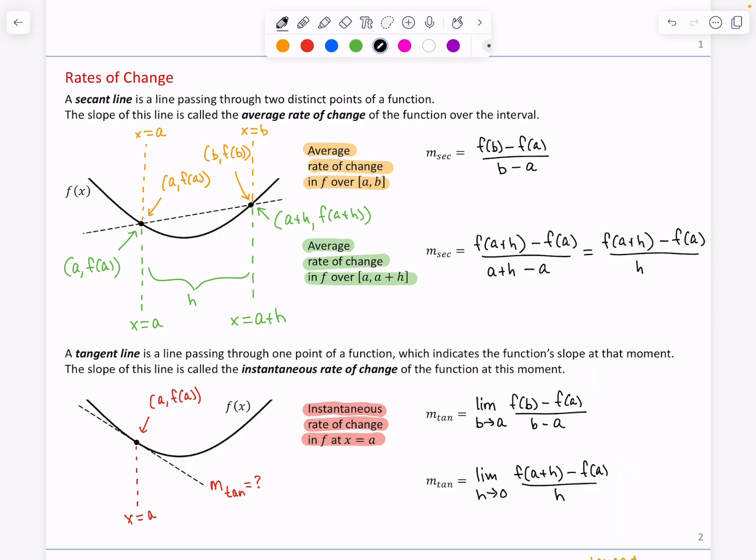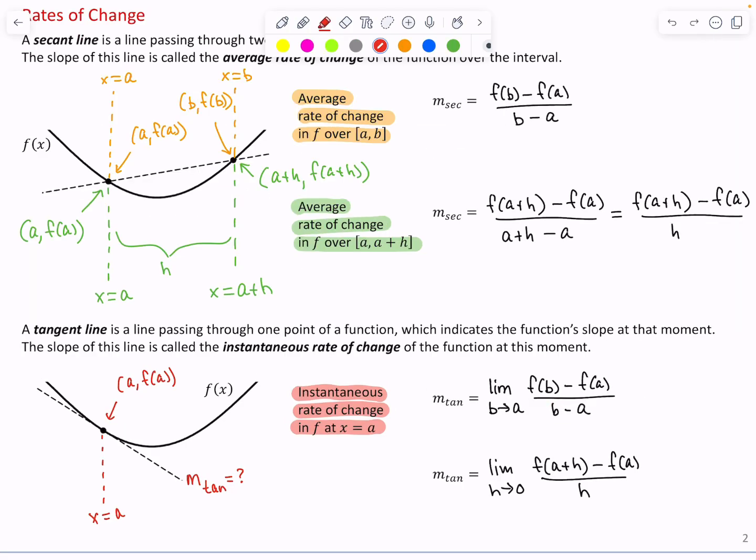There is another notation for this. The function in question is f, so we put f, then a single apostrophe, and then we say of a. This is a notation that's read f prime of a, and it represents the instantaneous rate of change in f at x equals a. We can say the same thing for this one. Two different methods for finding the same quantity. Okay, let's put these formulas to practice on the next page.